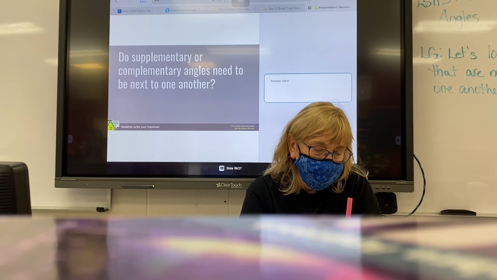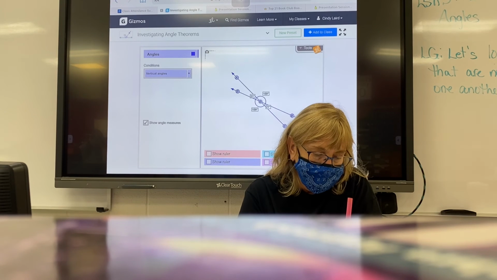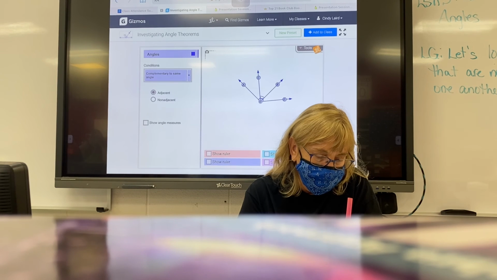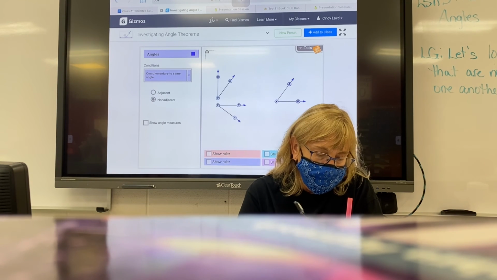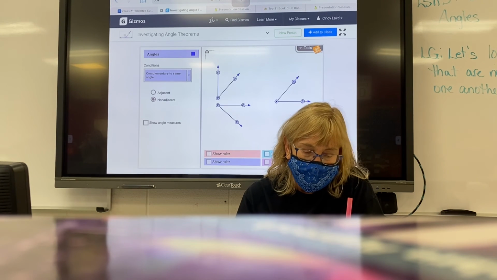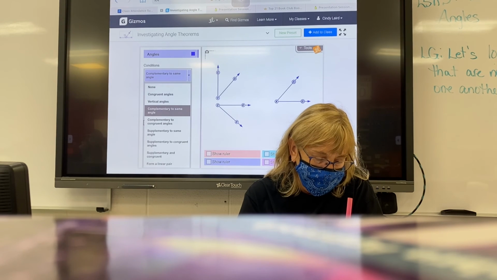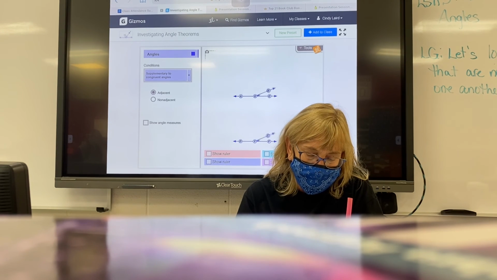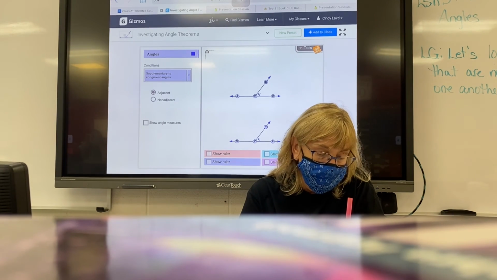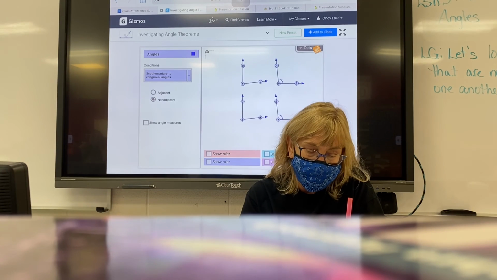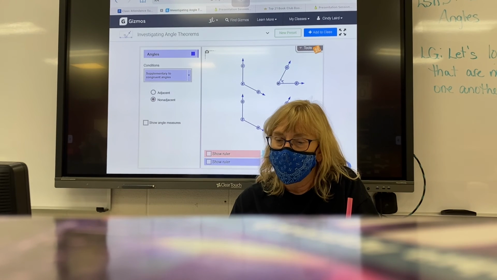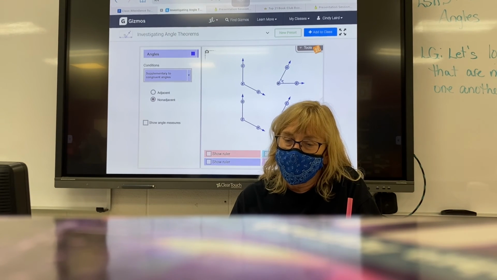Okay, well, let's go back and look at this. Those of you that said yes, complementary. Okay, there they are next to each other. Here they are non-adjacent. Are they still complementary to each other? Yes. Same thing with supplementary. Do they have to be next to each other? There they are, but here they aren't. So no, they do not have to be. So the answer to that is no.